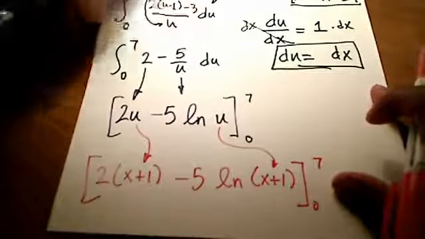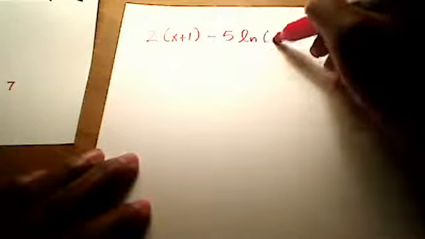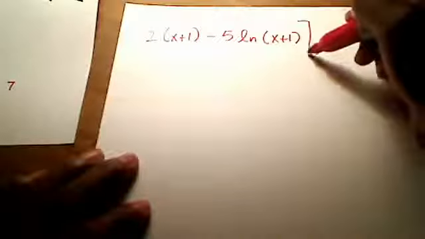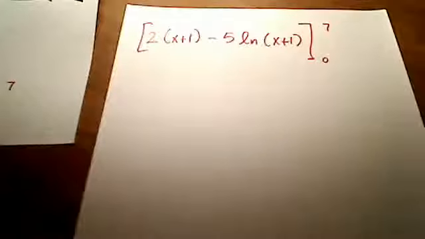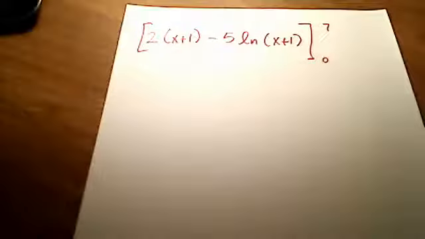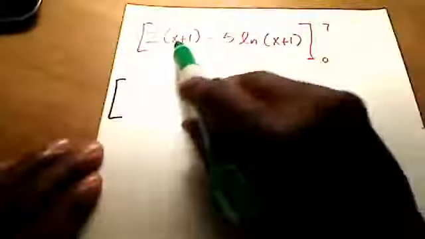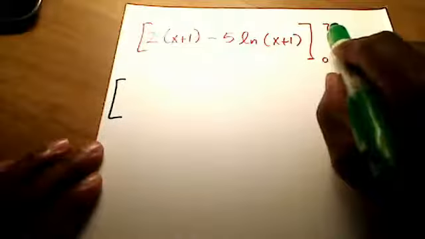I'm running out of room, so I'm going to do this on a separate sheet of paper here. Let me rewrite this. I have 2 quantity x plus 1 minus 5 times the natural log of x plus 1, and all of this is being evaluated between 0 and 7. Okay, here's where the fundamental theorem of calculus comes in, and it says, hey, the first go around, everywhere you see an x, put in a 7. Alright, we can do that.